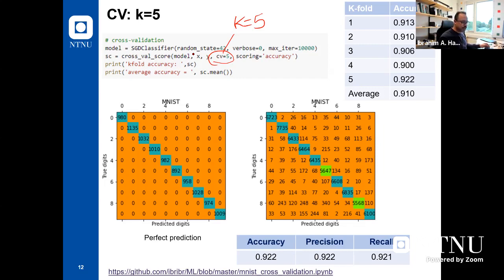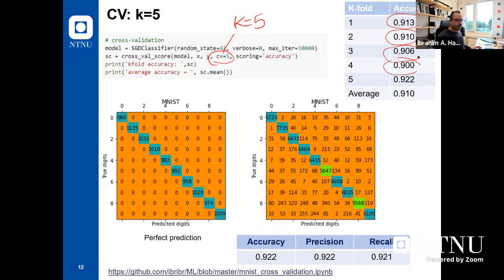So when we use this cross validation score function, each time it will give us the accuracy for each fold. For k equal 1, we will have this accuracy. For k equal 2, we will get this one. For k equal 3, we will get this number. For k equal 4, we will get this number. It's the accuracy for each model, in fact.